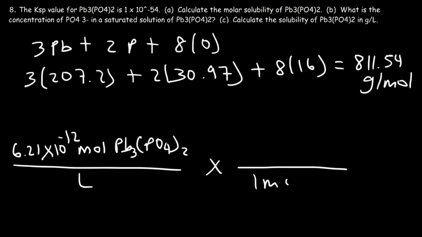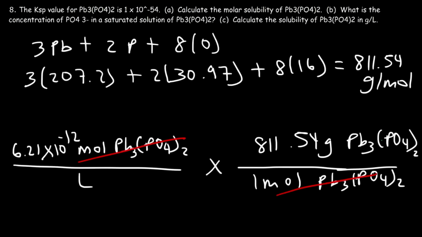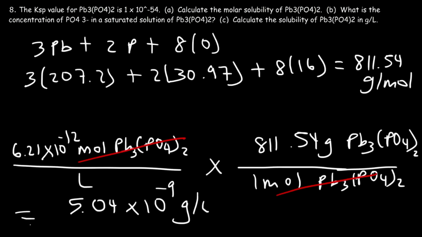So we're going to put 1 mole on the bottom. That's 1 mole of Pb3(PO4)2. And it has a mass of 811.54 grams. So the units moles of lead phosphate will cancel. And so this will give us the solubility in grams per liter. So it's going to be 6.21 times 10 to the negative 12 multiplied by 811.54. And so the solubility is now 5.04 times 10 to the negative 9 grams per liter.